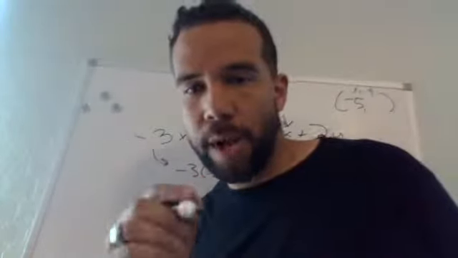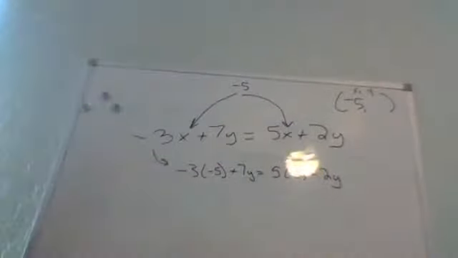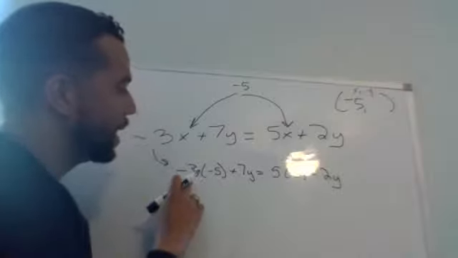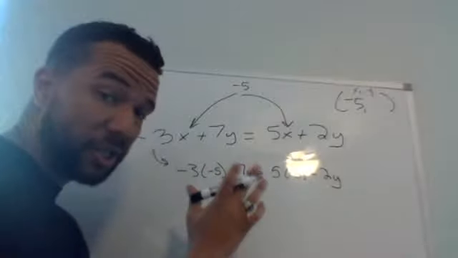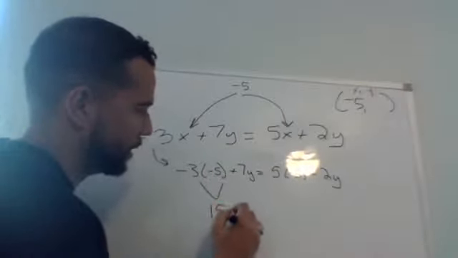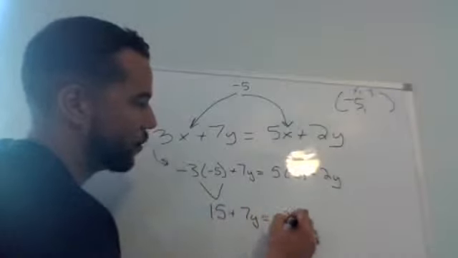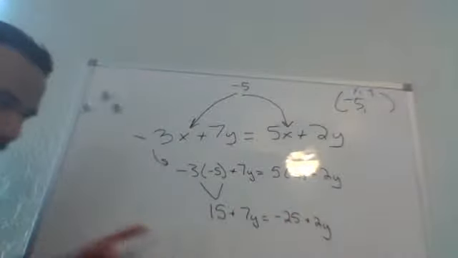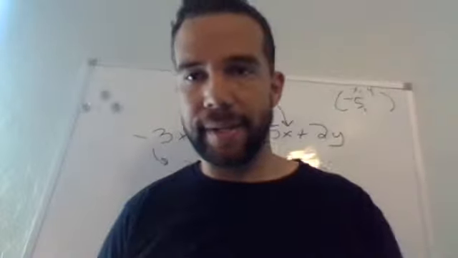Now we need to figure out what y is. So how do we do that? By plugging it back into the equation. All right. So negative 3 times negative 5, 5 times negative 5. Let's just start off there. So that's 15 plus 7y equals negative 25 plus 2y. Does everybody understand how we got there? Let me know in the live chat.